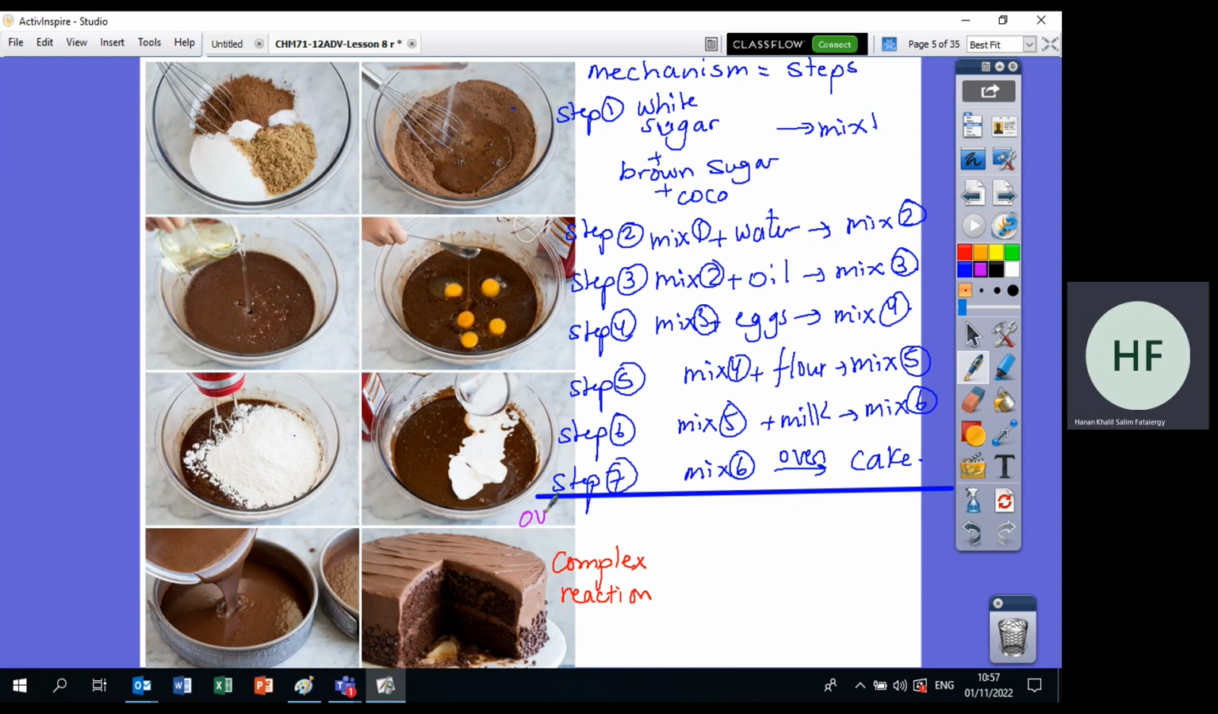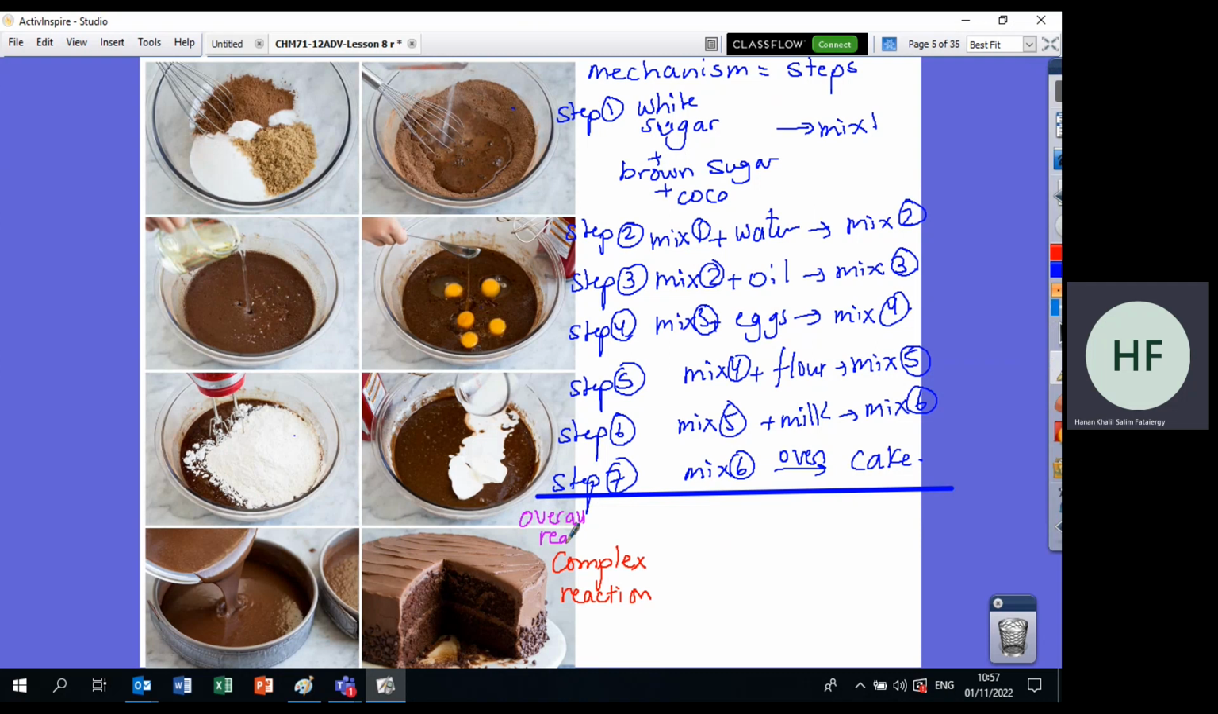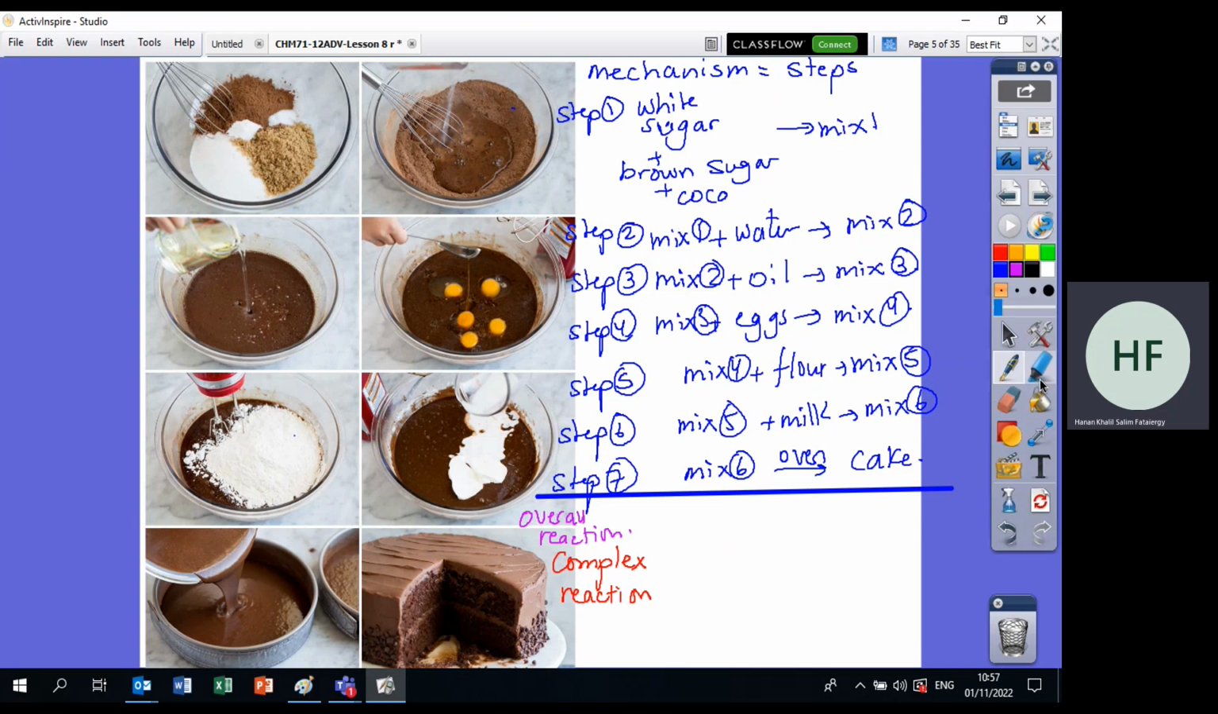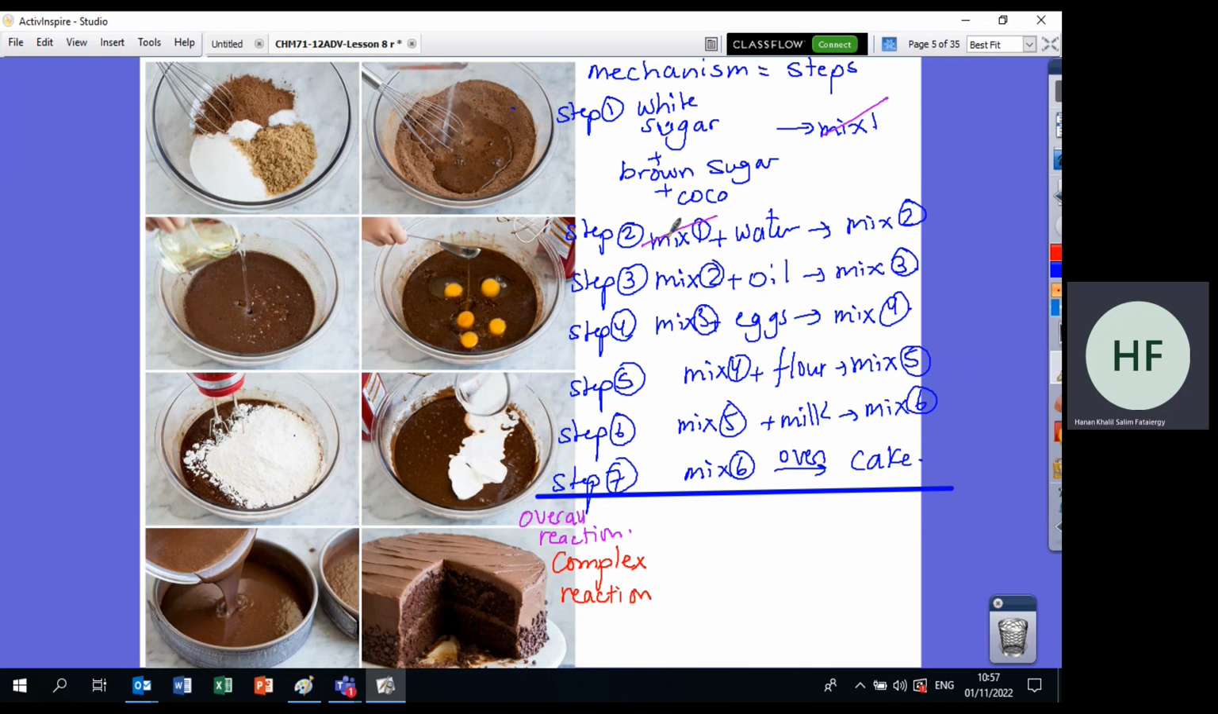So what is the overall reaction? Now, I will add all these steps, but before I add them, I want to cancel anything repeated in the product side and in the reactant side. So who will be cancelled? Mixture 1 with mixture 1, mixture 2 and 2, mixture 3 and 3, 4 and 4, 5 and 5, 6 and 6.